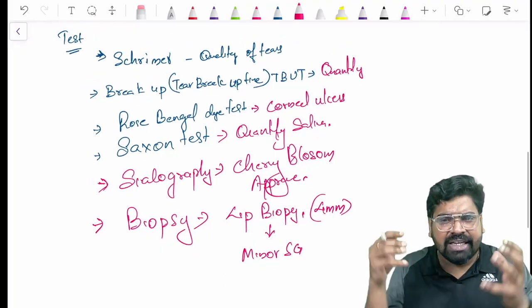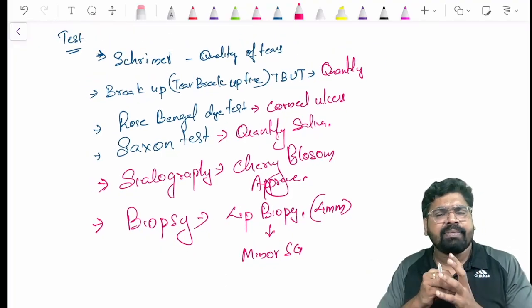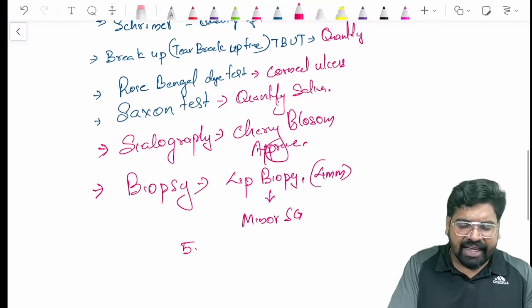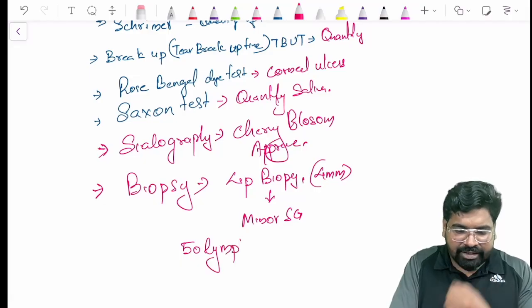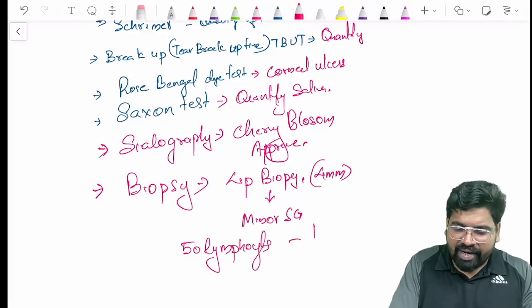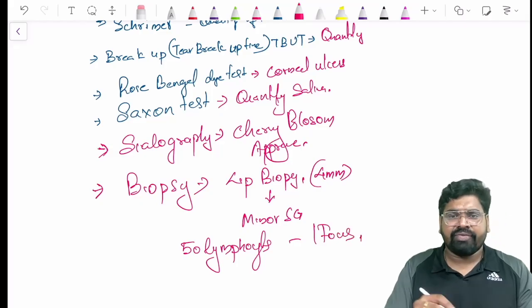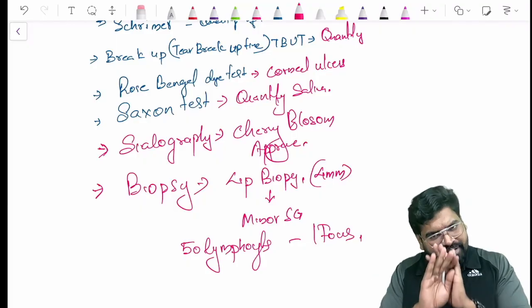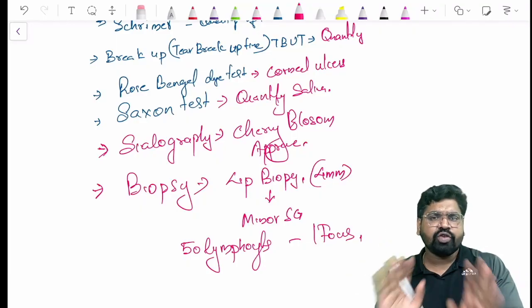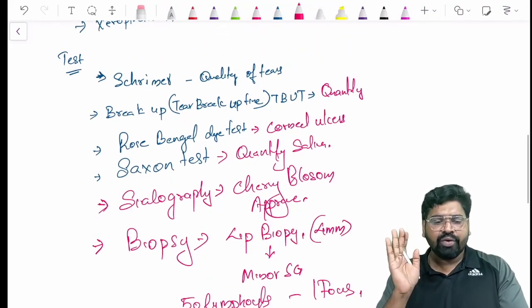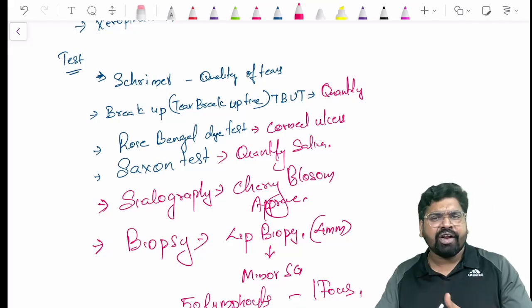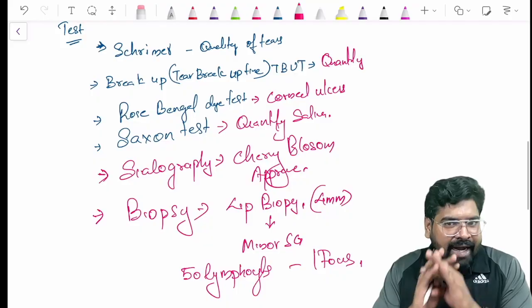I will see how many lymphocytes are inside this minor salivary gland. How many lymphocytes are infiltrated? If there is a collection of 50 lymphocytes, that is one focus. One focus is adequate to say that there is Sjogren syndrome. So this is how you test: Schirmer test, breakup time test, Rose Bengal test, saxon test, sialography, biopsy. So that is the test.